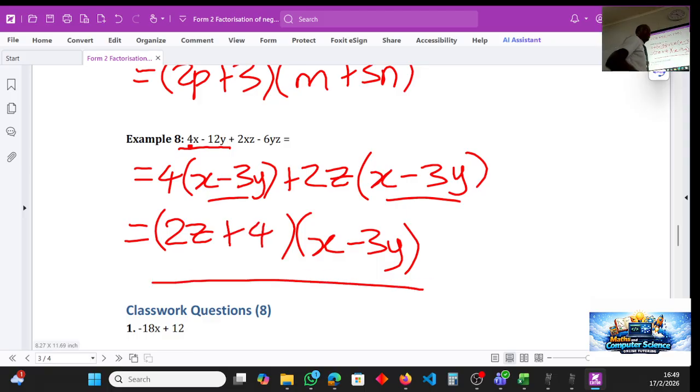I think that was it on factoring by grouping terms, and also factorizing maybe two terms where we're simply looking for a basic HCF.